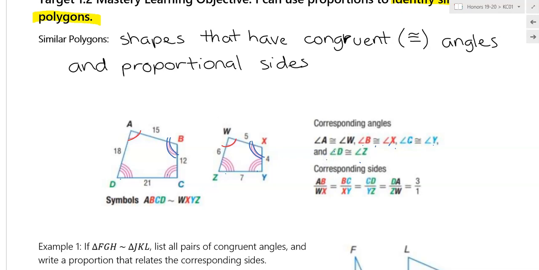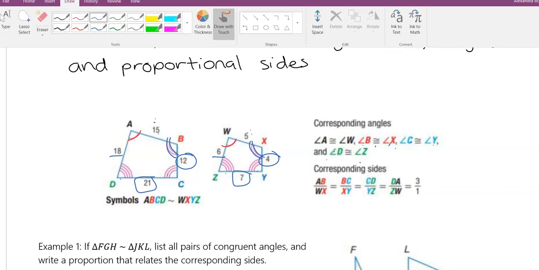The other thing is that the corresponding sides have to be proportional. So if you look at all of these from 15 to 5, this one is 3 times bigger than this one. This one is 3 times bigger than this one. This one is 3 times bigger than this one. And this one is 3 times bigger than this one. Every side is 3 times bigger. They all have that same ratio. So that's what similar figures are.